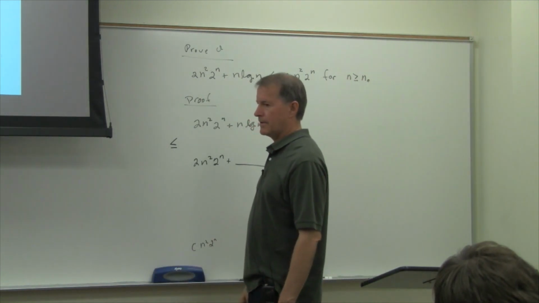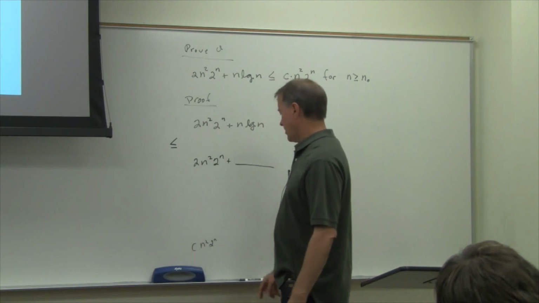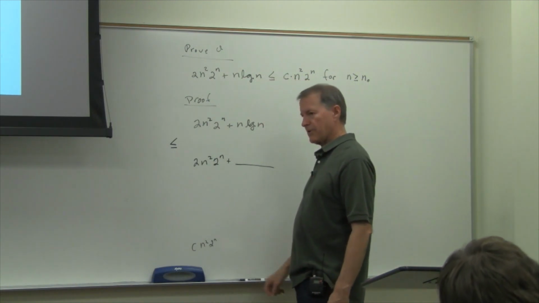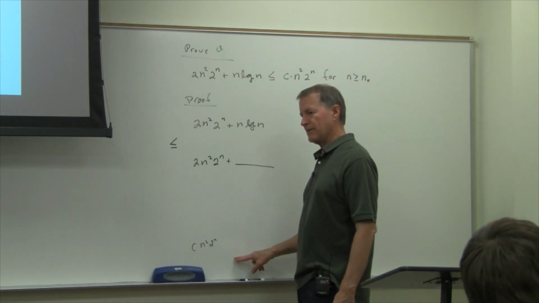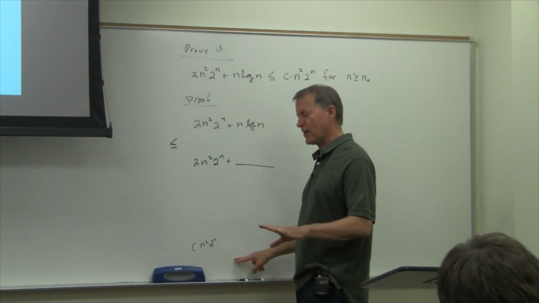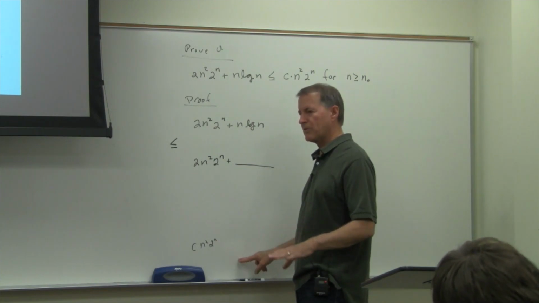What are the two values at the end that you have to set? C and n sub 0. And both c and n sub 0 have to be positive. It's okay for c to be negative. Sorry, no. It's okay for c to be less than 1. But they both have to be positive.